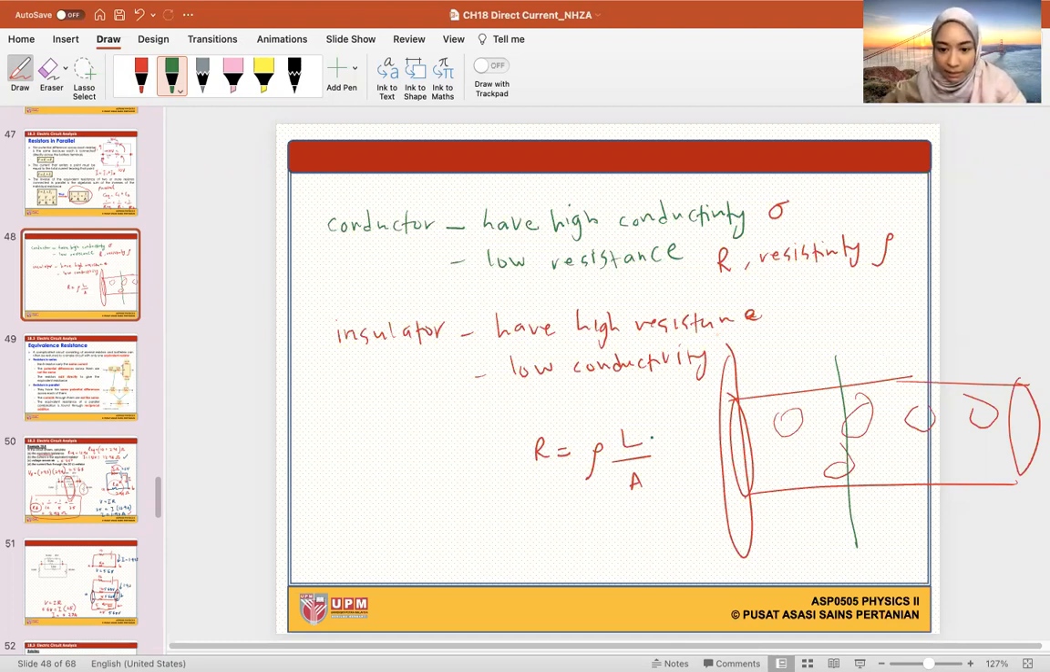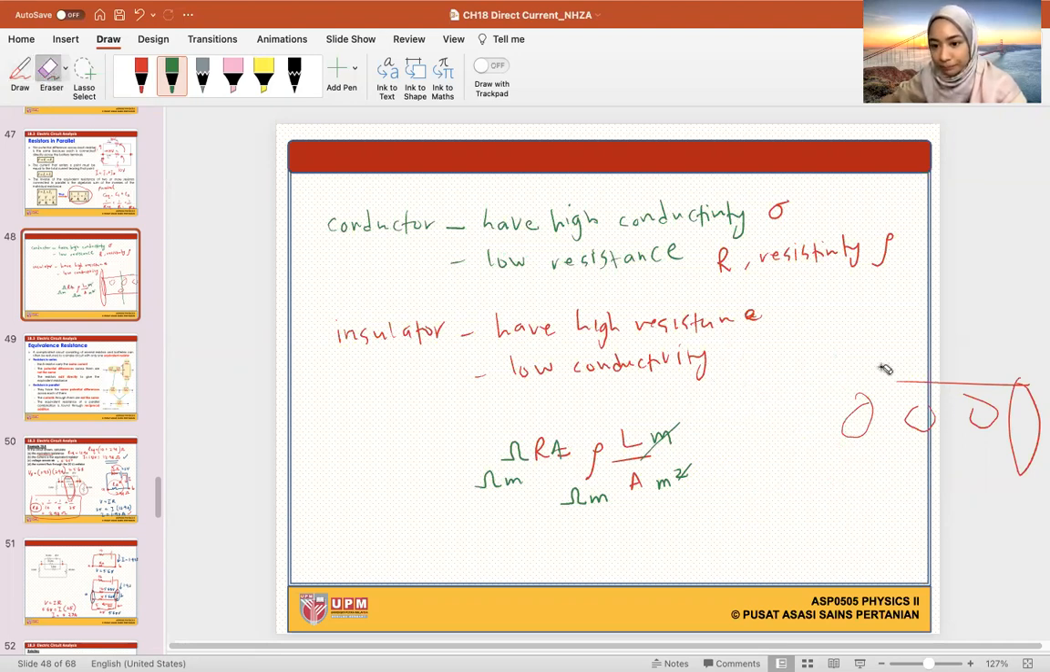Okay, so length is in meters. Your area is in meters squared. This resistivity is in ohm meters. I hope I'm right. Because resistance is in ohms. So this cancels out, we bring the meter to the other side, so we are left with ohm meter. Okay, so resistivity is in ohm meters. So that is your conductor and insulator briefly.